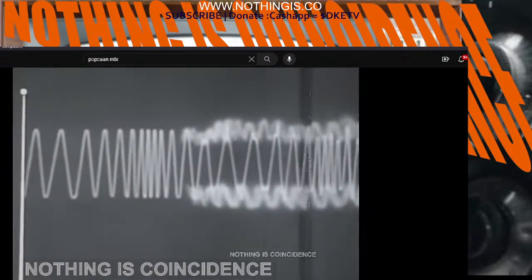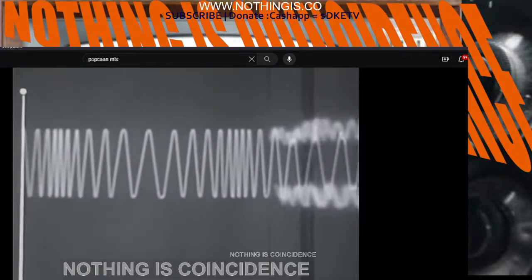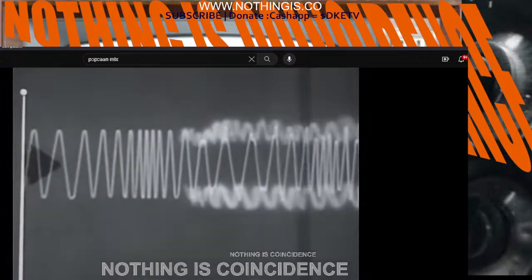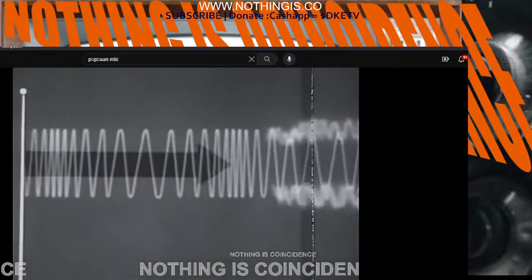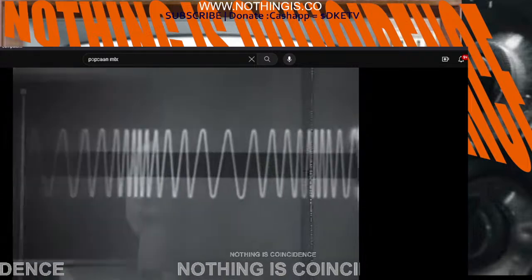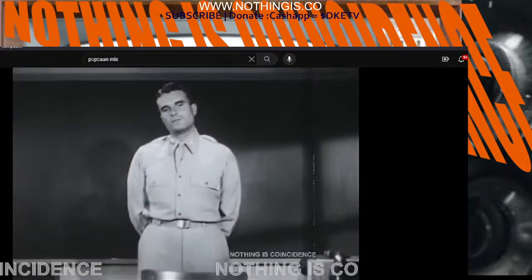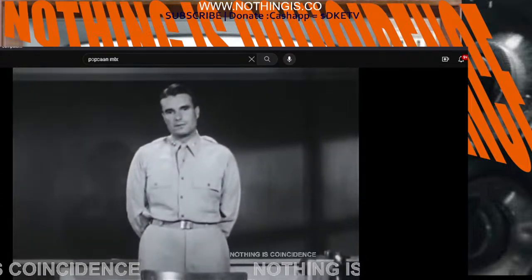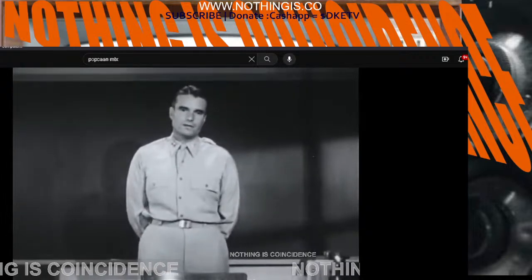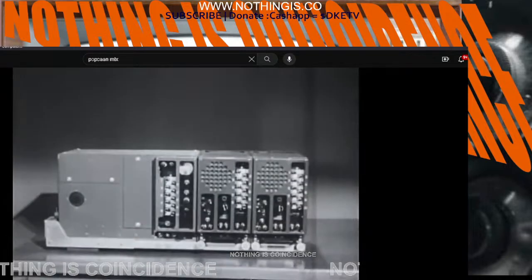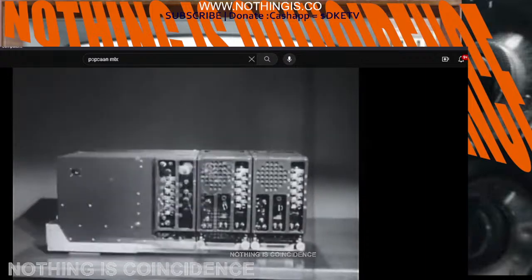Any static that jumps onto the wave affects only the amplitude, not the frequency. The intelligence, therefore, is not affected. FM radio is based on this idea. The changing frequencies carry the message as clear as a bell. There are several types of FM transmitters used by the Army.